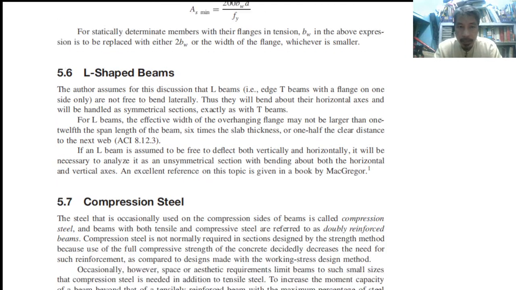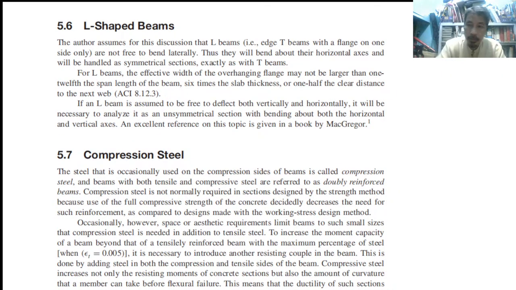Next topic, L-shaped beams. Just like what I've said, L-shaped beam is the same as T-beam. Also take note, our reference textbook, MacGregor, is being referred to also by the code. That's why you can see which one is the better author to follow. So we can use the T-beam technique in order to solve for L-shape.